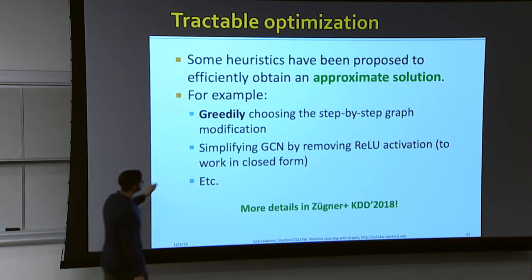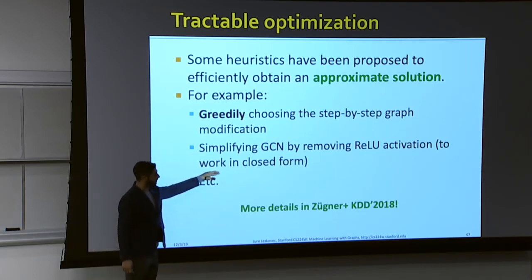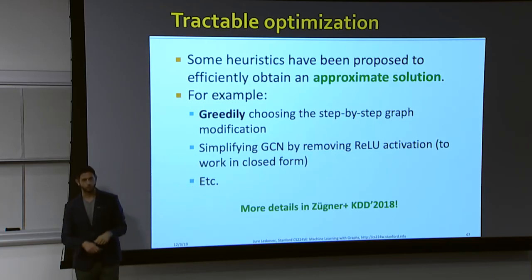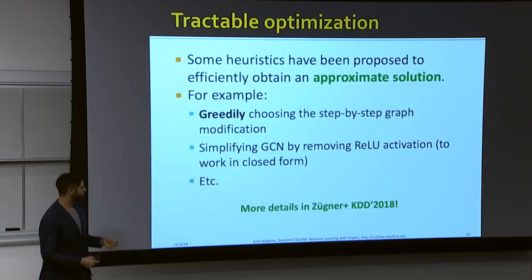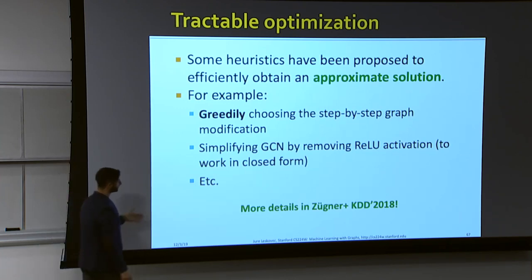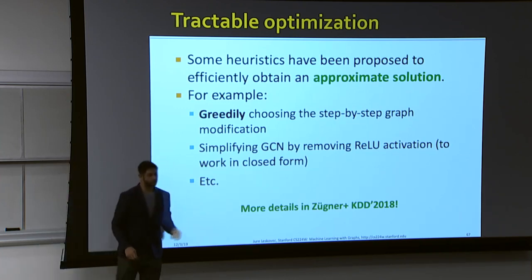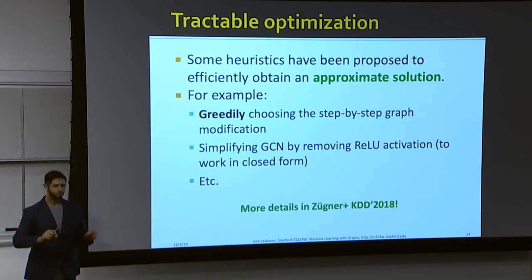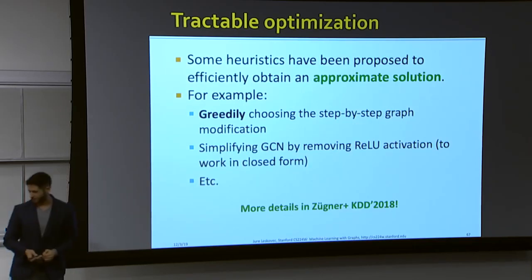Or another idea would be to remove the nonlinearity in the GCN. So we remove the ReLU activation, and then in that case we can work in closed form. So we don't have to do the training anymore. We just expand the formulas. Some other details you will find directly in the paper that I linked at the beginning, okay? But there is some trickery here and there to solve before making this work both fast and correctly.